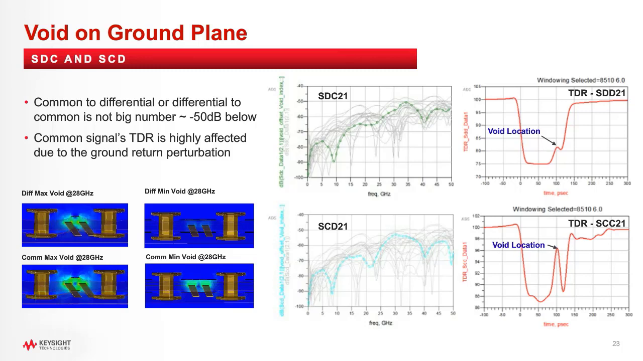SCC TDR clearly shows it within this plot. To illustrate it, I added some electric field plot data in the slide. With bigger size voids, we can easily notice larger disturbance to the electric field compared to the one of small void size.